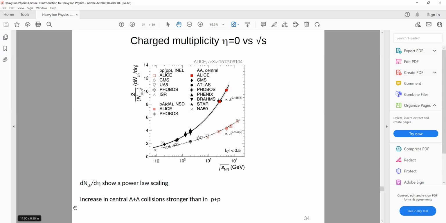However, the increase in central gold collisions is stronger than in pp. What does that mean? That possibly implies there is some special mechanism happening in the case of AA collisions which is not present in pp collisions.